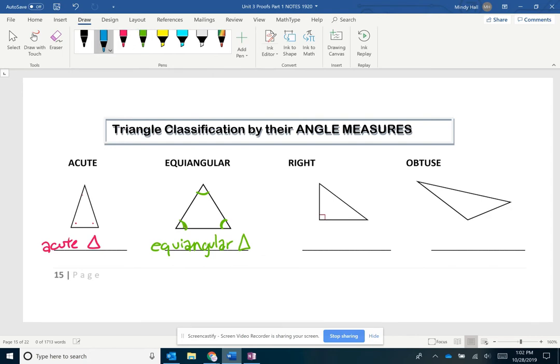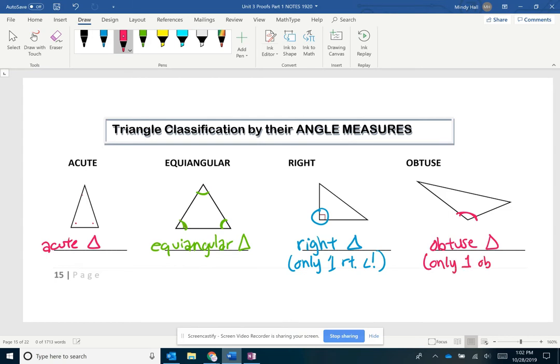Now with the third one, because we have one right angle, that tells us that this is a right triangle. You only need one of the right angles. And then last but not least, we have one obtuse angle, so that would make this an obtuse triangle. And again, just like the right triangle, we only need one obtuse angle.